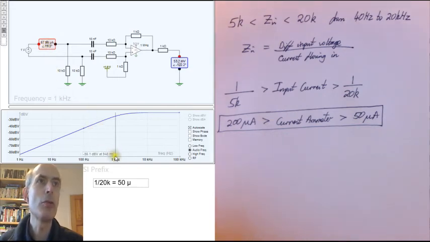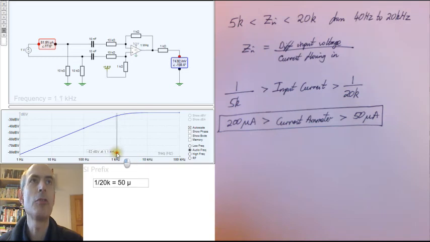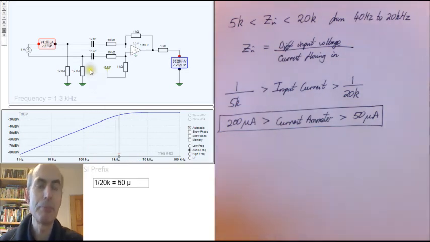Are we within the range for all frequencies that we need to be? Going down to 40 Hertz. Ooh, just. Yes, just within the range at 40 Hertz. And up at 20 kilohertz. Round here, well within the range. Yes, okay, so that does work.